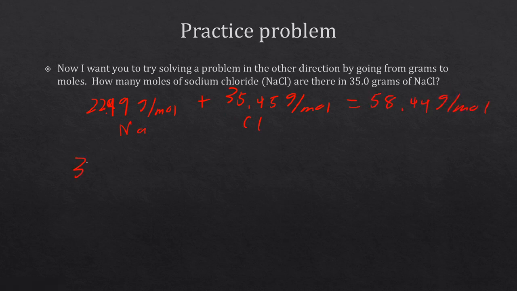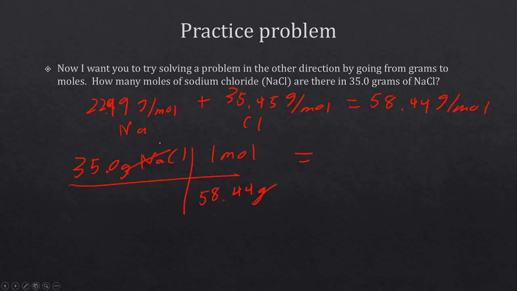So now we have 35 grams of NaCl, and we know that its molar mass is that for every 58.44 grams, we get 1 mole. So now we need to take 35 and divide it by 58.44, and we should have 3 significant figures. So you'll get 0.599 moles of NaCl.